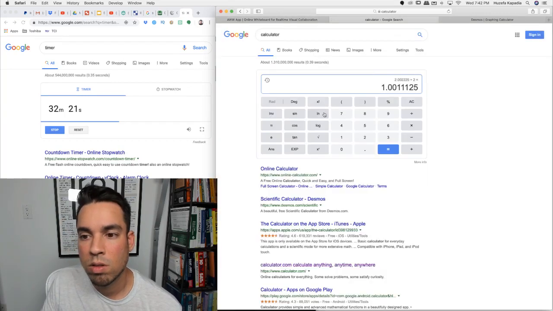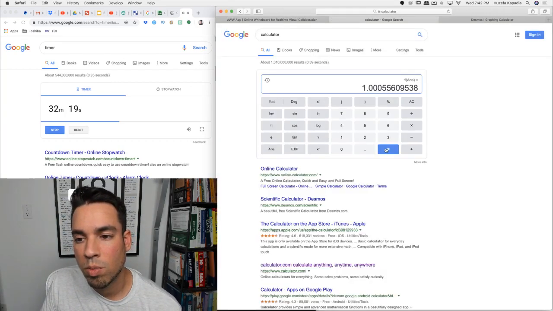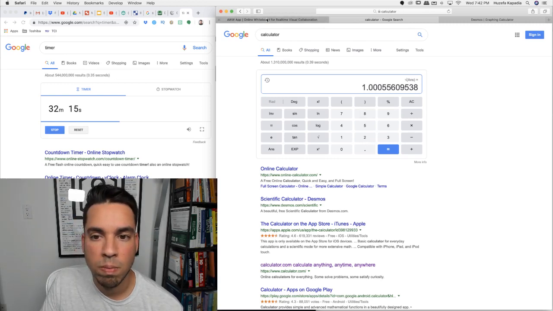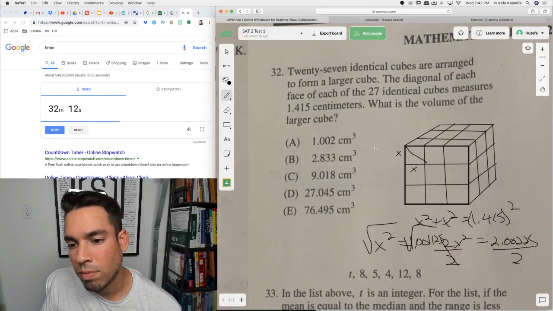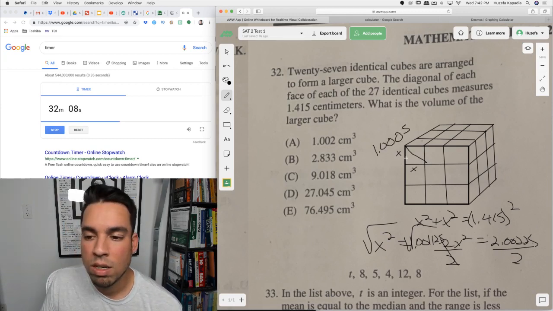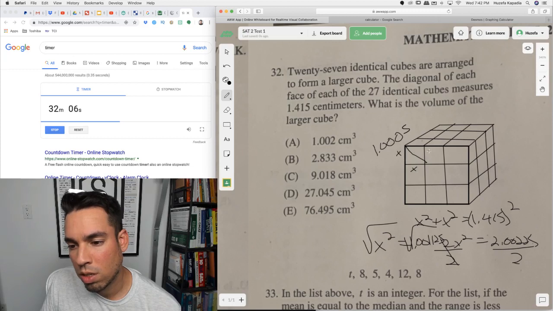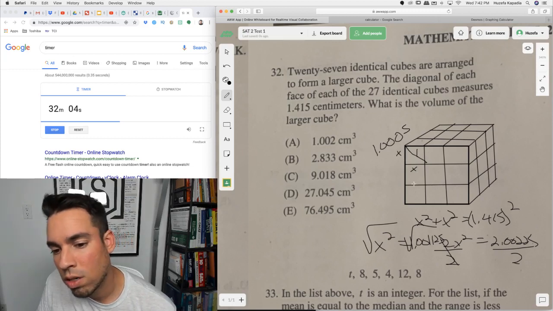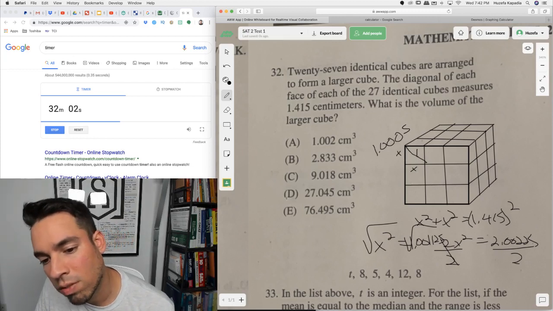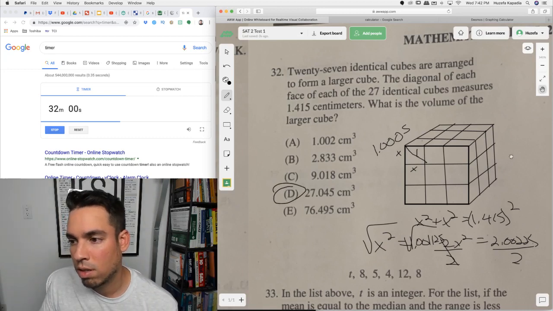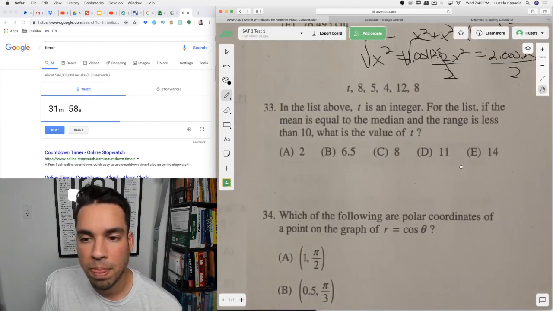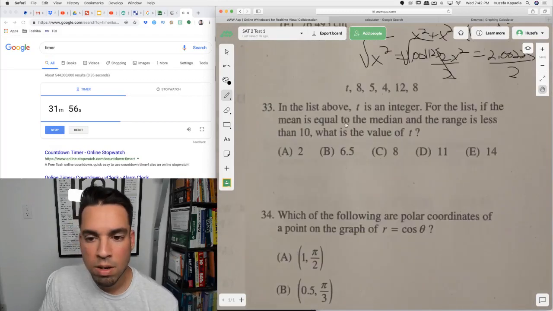And then take the square root. And we get 1.0005. So basically it's 1. So the volume of this cube is 1 times 1 times 1. So one of these is 1. And then there's 27 of them, so it's this. It's funny. That's a really random problem.